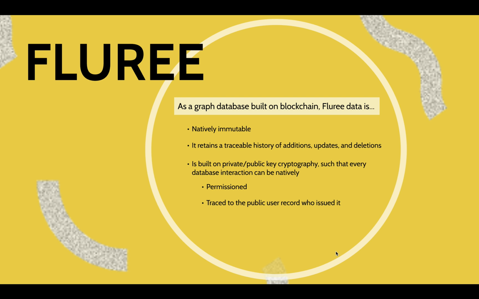And finally, it's built on public-private key cryptography, so that every single database interaction can be both natively permissioned and traced to the public user who issued it. Now, there's a lot to be said here, and our other videos explore all the permissions and authorities in more detail, so I encourage you to look at those. But it's worth mentioning that this is one way that we can begin to think of a public or semi-public distributed ledger system, where there are several people who are authorized to transact, several more people who are authorized to query, and yet we can still have native permissioning and native traceability to the users who are transacting what. So that's going to be very important moving forward.